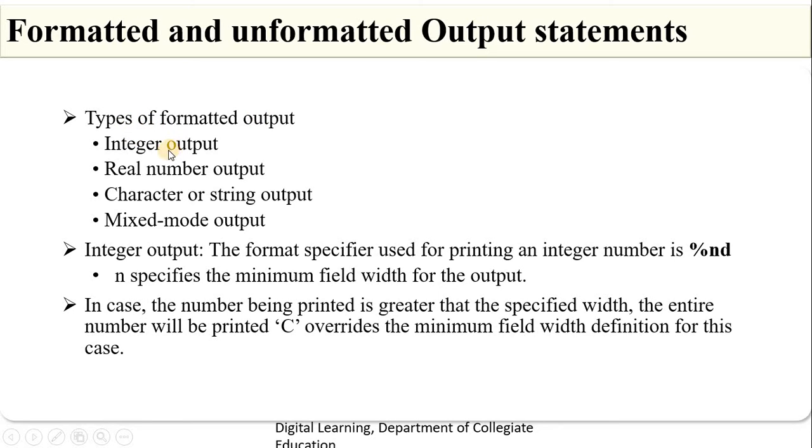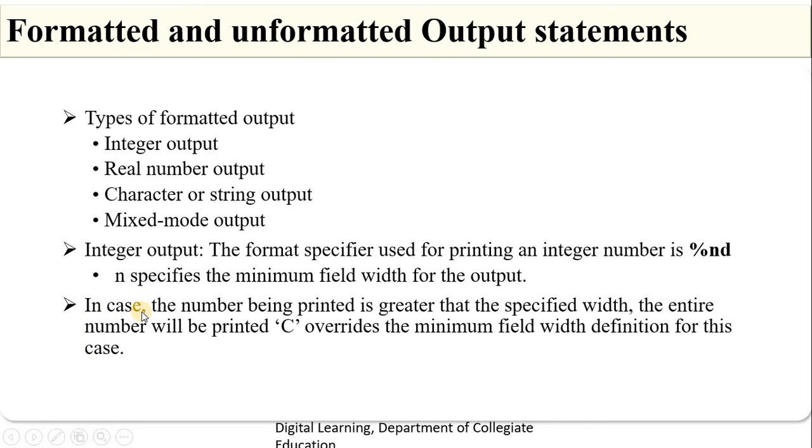Types of formatted outputs are integer output, real number output, that is floating point output, character or string output, and then mixed mode output. We'll see each of them. Integer output. If you want to output any integer from a variable, then the format specifier should be in %nd format, wherein n specifies the minimum field width for the output. We'll see a few examples on this. It will be clear.